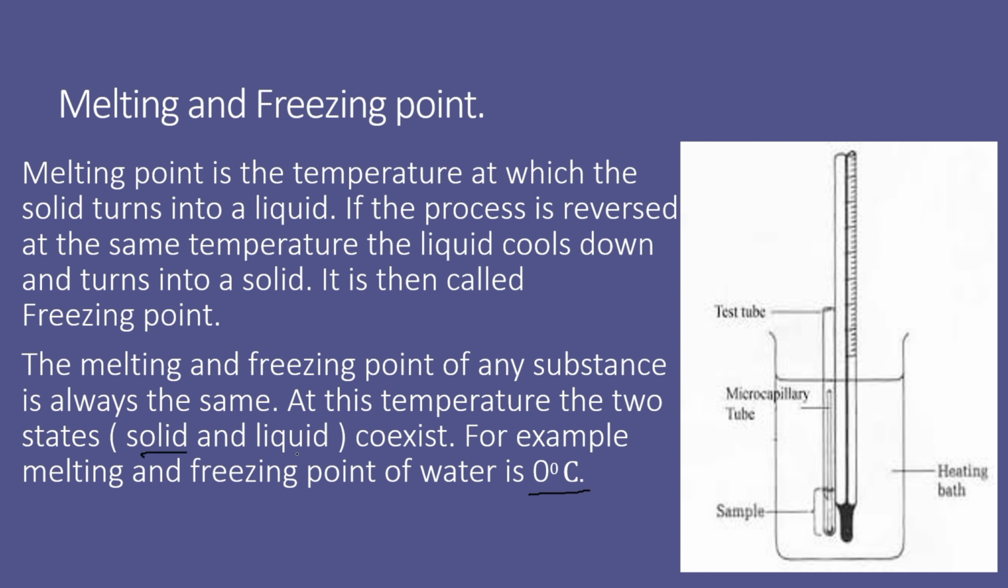Now we take the sample. In the picture you can see the sample for which, for example, if we want to take the melting point, the sample is taken in a capillary tube and then it is fixed with a thermometer and kept in the water bath, and it's then heated. Alright, the temperature will rise in the thermometer and you can read the temperature from the thermometer and it would give you the melting point of that substance.